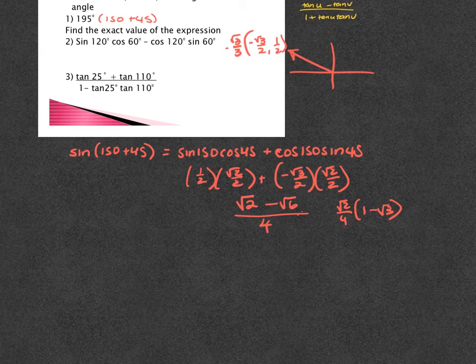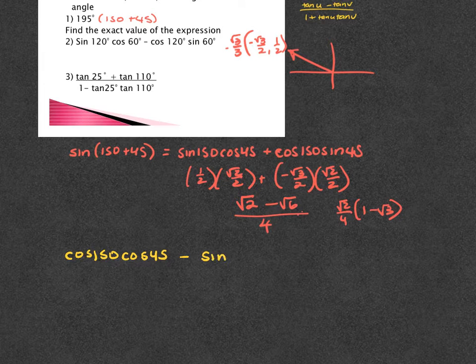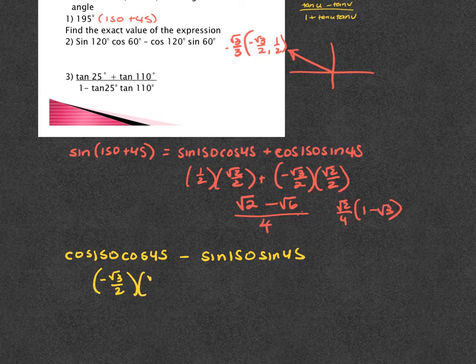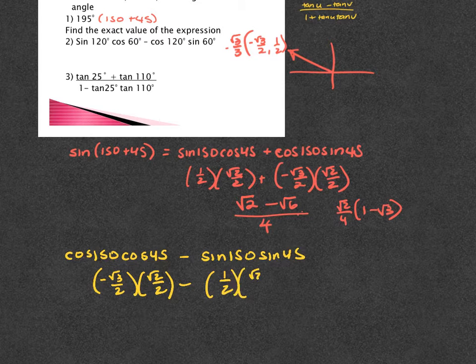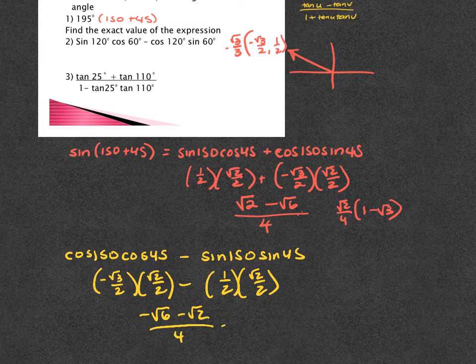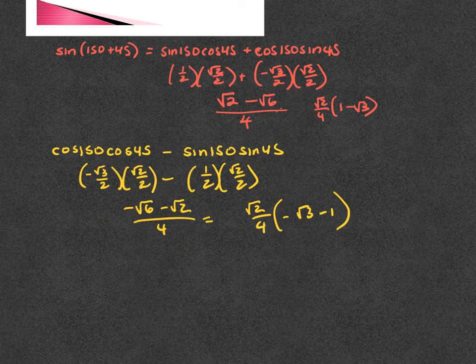All right, then you get cosine. So cosine of 150, cosine of 45. This time we change the sign, so it's minus sine of 150, sine of 45. And the cosine would be negative root 3 over 2 and root 2 over 2. And then the sine, 1/2, root 2 over 2. And I get negative root 6 minus root 2 all over 4, which would be root 2 over 4 times negative root 3 minus 1.